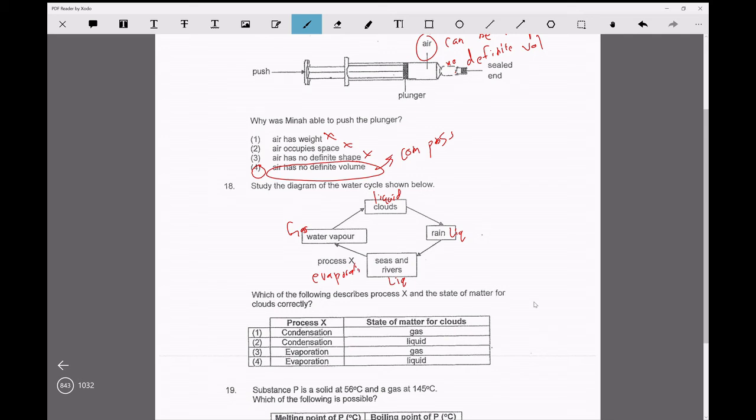Then again, the water vapor turns into cloud, right? So here is condensation. Okay, lose heat for condensation, gain heat for evaporation. So they ask you what's process X. I already wrote down as evaporation.